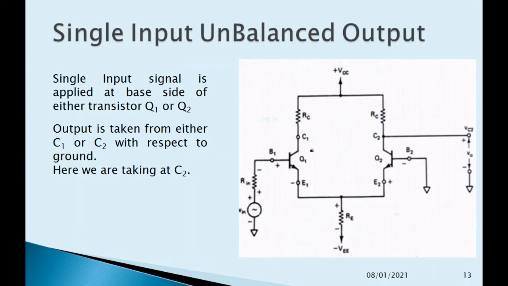Right? So next is the single input unbalanced output. As you can see, the circuit is the same, but the only difference is we are applying a single input and in unbalanced output. Sorry, this is the unbalanced output configuration, and we are taking the output from the C2 terminal with respect to ground, as you can see. So this is our V0, and input is applied at the base B1 of transistor Q1. The rest of the circuit is very similar to the previous three configurations which we have already studied.